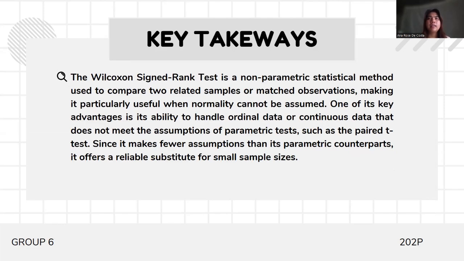The Wilcoxon signed rank test is a non-parametric statistical method used to compare two related samples or matched observations, making it particularly useful when normality cannot be assumed. One of its key advantages is its ability to handle ordinal data or continuous data that does not meet the assumptions of parametric tests, such as the paired t-test, since it makes fewer assumptions than its parametric counterparts. It offers a reliable substitute for small sample sizes.